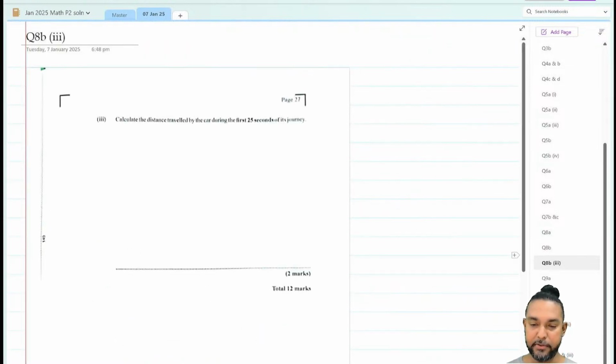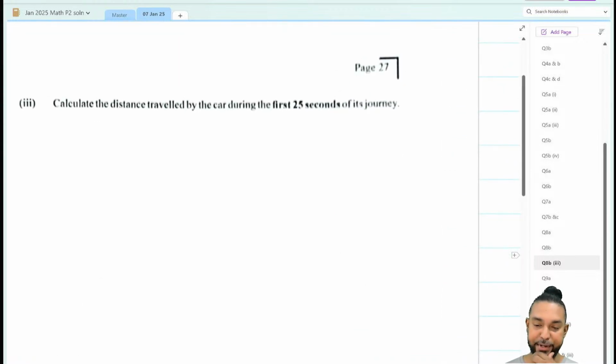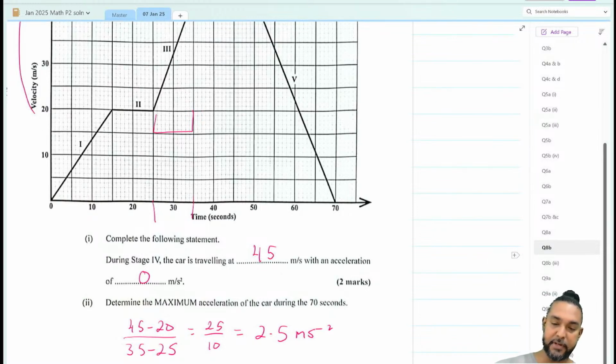A, B part 8, right. Calculate the distance traveled by the car during the first 25 seconds of its journey. The distance traveled during the first 25 seconds, right?